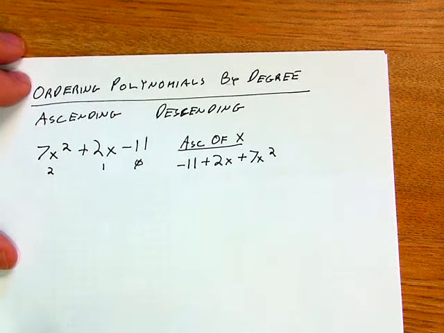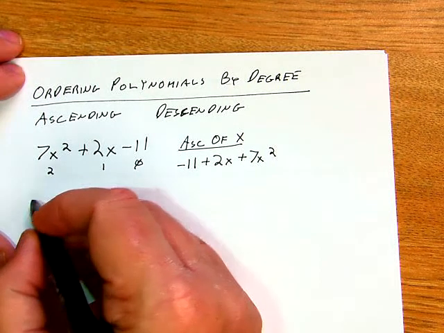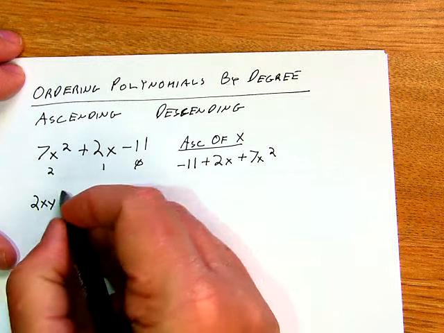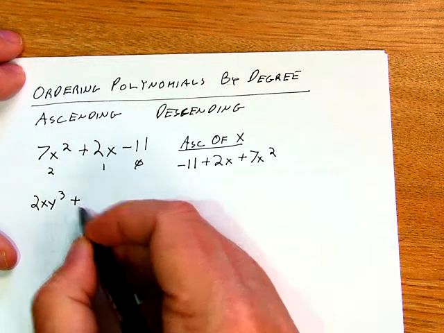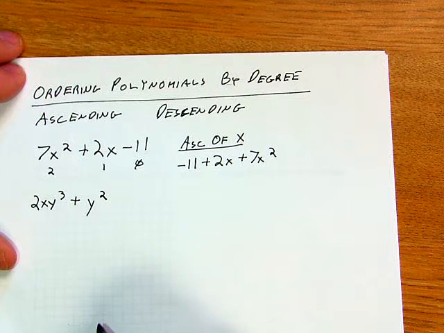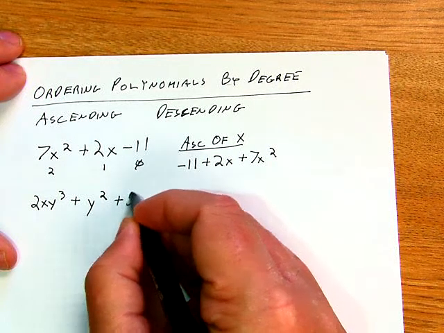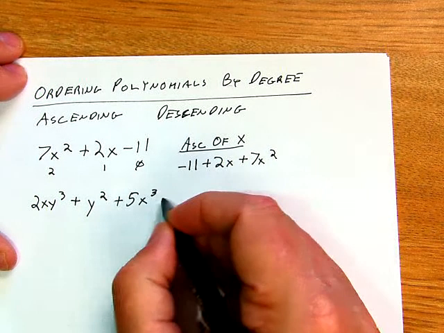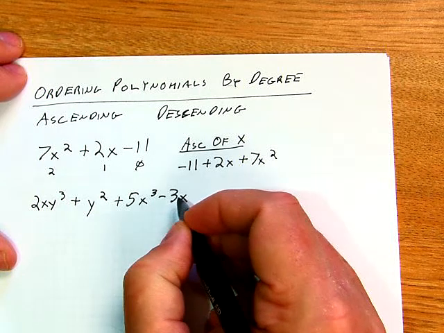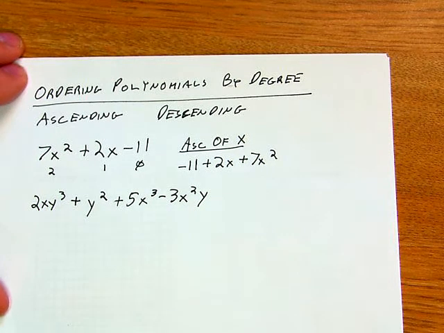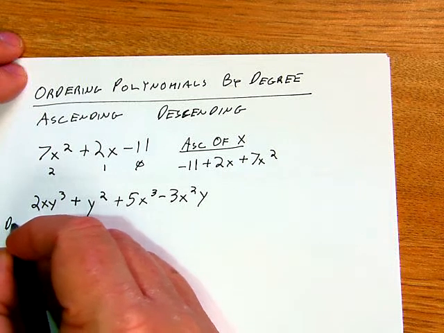Okay, now let's take a look at another term that has multiple variables in it. Another polynomial, 2xy cubed plus y squared plus 5x cubed minus 3x squared y. Alright, first thing I'm going to do is just say the degree of each polynomial.